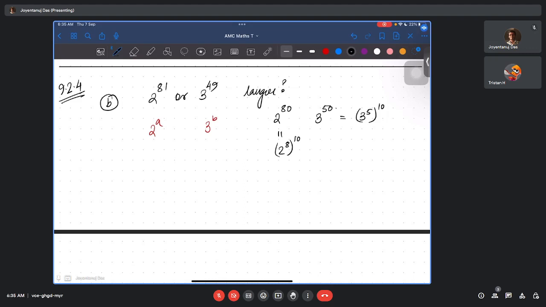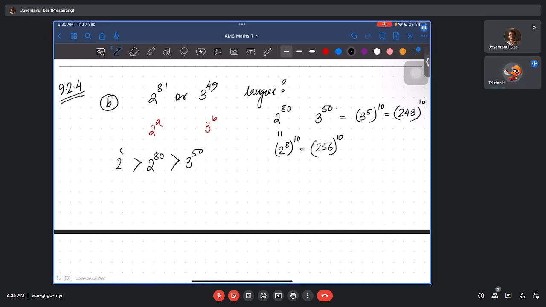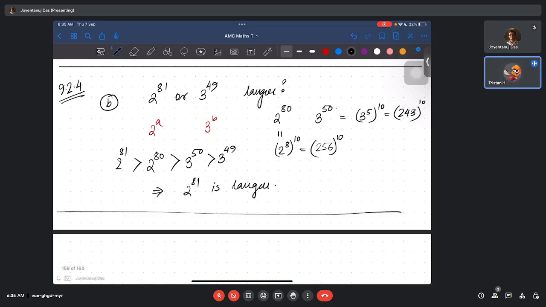So from here can you say something? What I got is 2 power 80 is bigger than 3 power 50, right? Since the power is increasing for 2 and decreasing for 3, 2 power 81 is bigger and 3 power 49 is smaller. So this implies 2 power 81 is larger, right? Oh, okay.